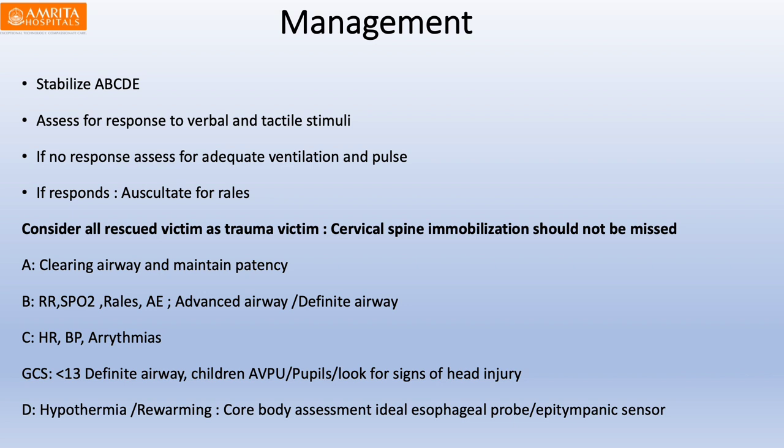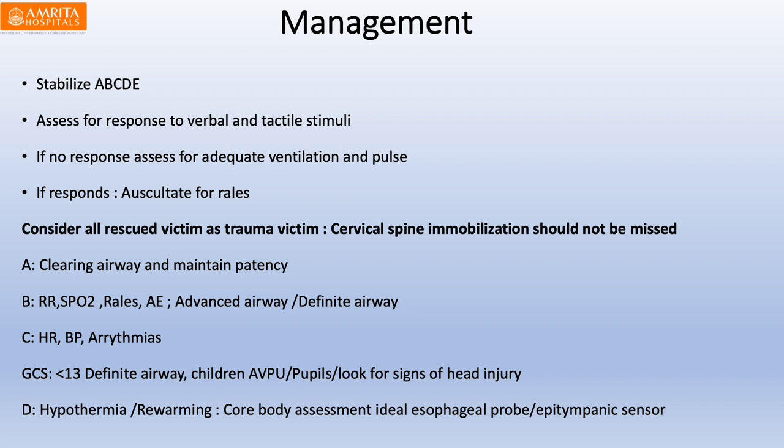Clearing the airway and maintaining patency of the airway is the most important. In breathing, check respiratory rate, saturation, look for pulmonary rales, and consider the role of advanced airway and definitive airway. If at all, continue your positive bag mask ventilation. In circulation, check heart rate, BP, and look for arrhythmias. That is very important in a patient, especially with hypothermia. The patient will be prone to develop various sorts of arrhythmias.